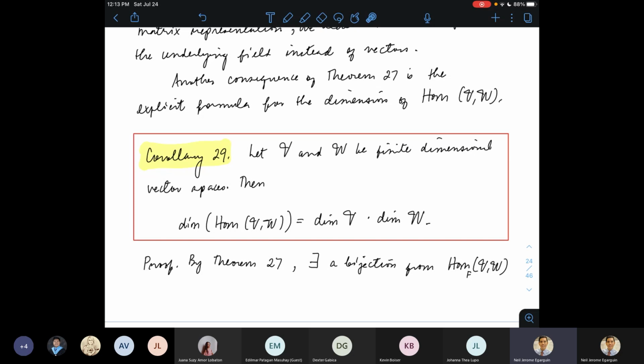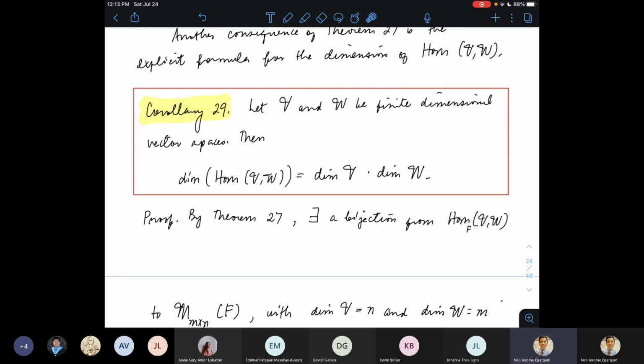And on top of the list of those properties is the dimension of the respective vector spaces. So that means since there is an isomorphism between the set of all homomorphisms and the set of all m by n matrices, they are not just equal in number, but they must also be equal in dimension. So magkasing dami yung basis elements nila. So in summary, corollary 29 is telling us that the dimension of the set of all homomorphisms is equal to the dimension of all m by n matrices.